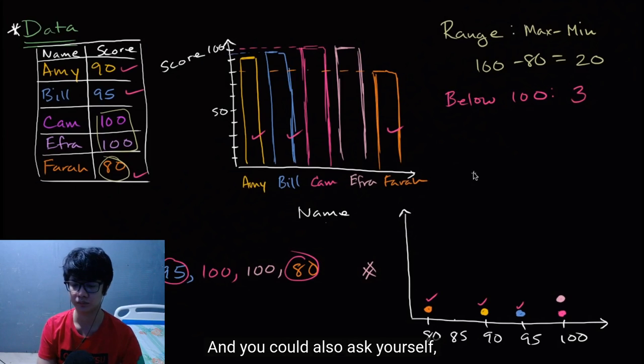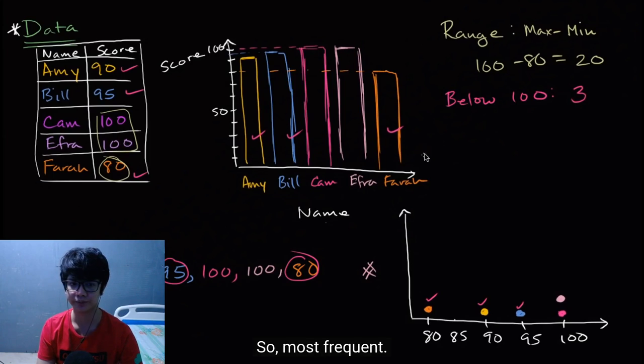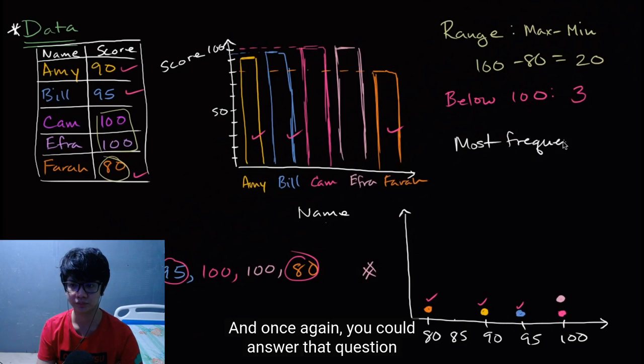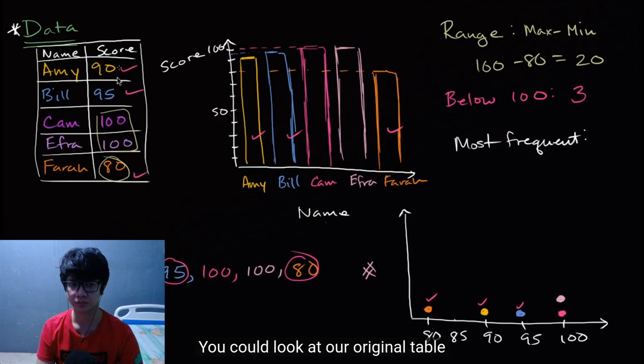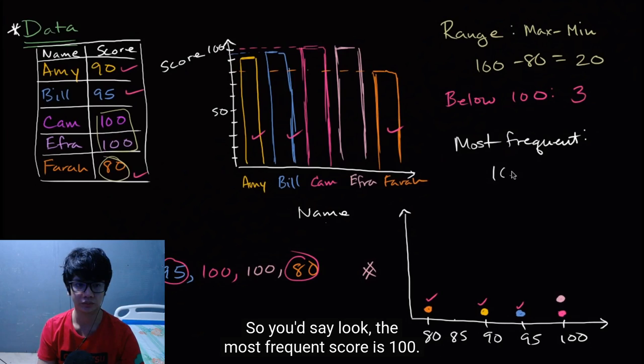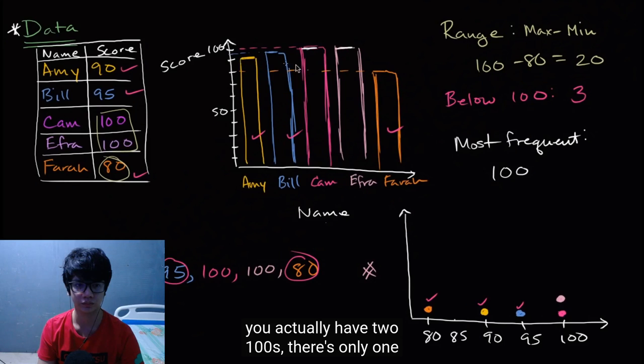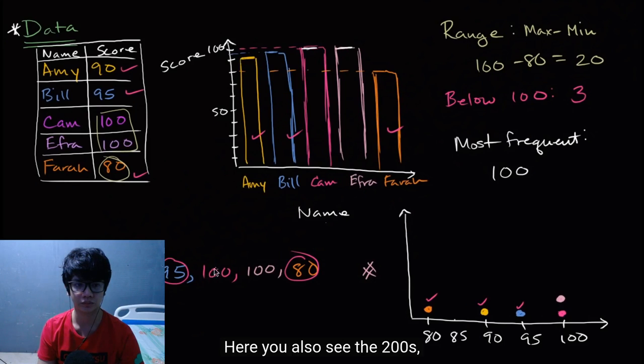And you could also ask yourself, what is the most frequent score? Most frequent. 100. And once again, you could answer that question with any of these ways of representing this data. You could look at our original table and you say, look, there's only 90, 95, 80, there's two 100s. So you'd say, look, the most frequent score is 100. You'd see that over here too. You actually have two 100s. There's only one of each of the other scores. Here you also see the two 100s.